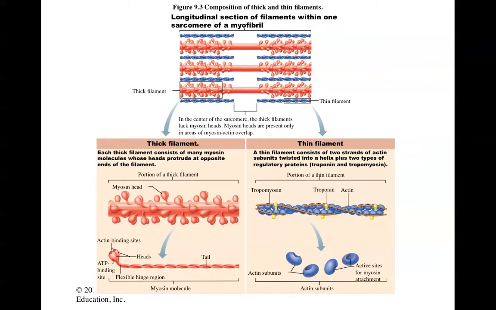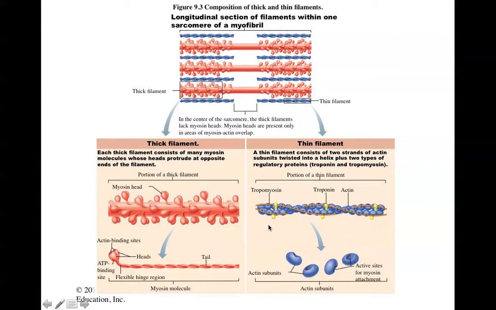When we look at a muscle fiber at a microscopic level, it is comprised of thick filaments and thin filaments. So let's take a look at these pictures down here. I think these are going to help us. Let's take a look at the thick filament first.